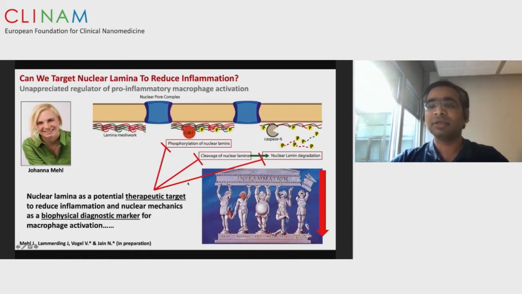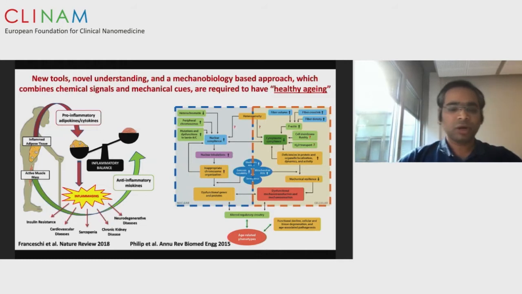And at the same time, since Lamin provides the mechanical stability to the nucleus, we are also working in the direction to see whether we can use the nuclear lamina as a biophysical diagnostic marker for macrophage activation. So to wrap up my talk today, I've shown you that it's a well-known fact that as we age, there is an increase in inflammation.